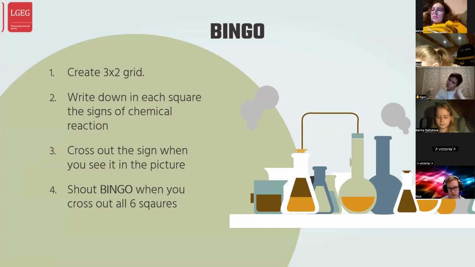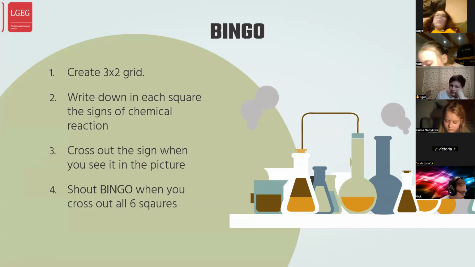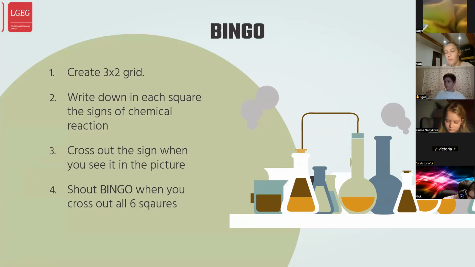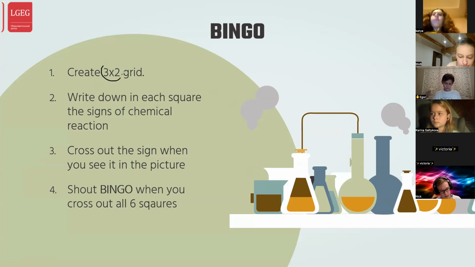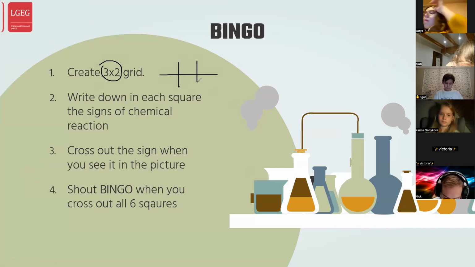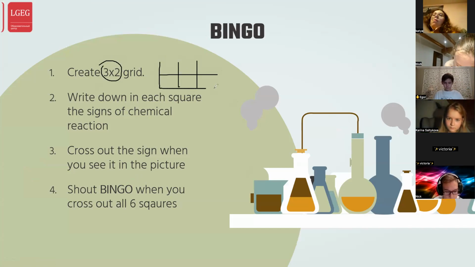So first of all, I want you to take a paper and a pen. And look carefully. I want you to draw a 3x2 grid. It means it should be looking like this. 6 squares.